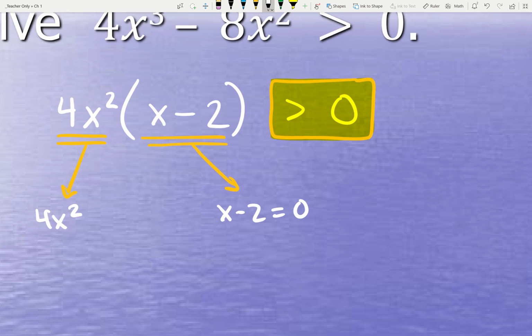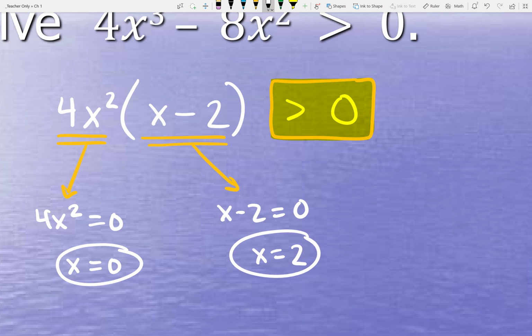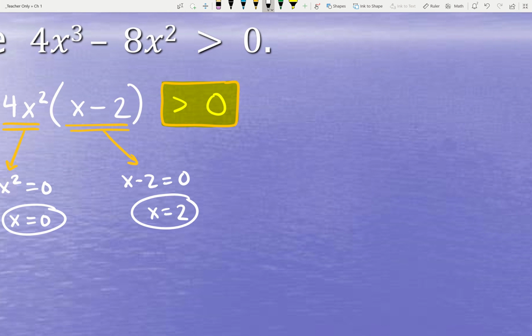If you were to solve that first equation right here, you would get x is equal to 0. If you were to solve that second equation here, you get x is equal to 2. So these are your two critical numbers here. And so when we draw our number line, we're going to mark those two. So here's 0, here's 2, and this is where we are equal to 0.